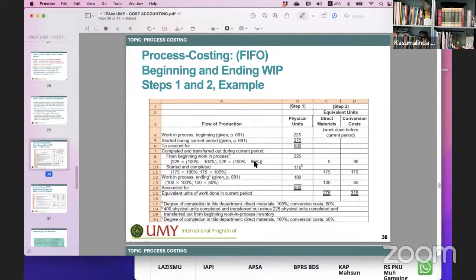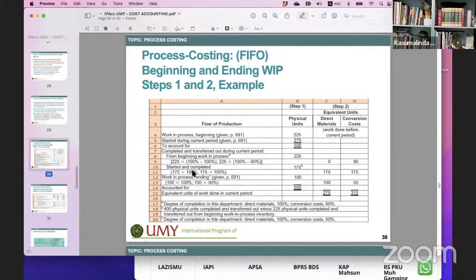We break it down into two parts, where the first part of the 400 actually comes from the beginning work in process units, the 225. I go slowly in my explanation. The 225 from the beginning work in process. So 400 minus 225, we got 175. 175 is the units that started and completed during the month.